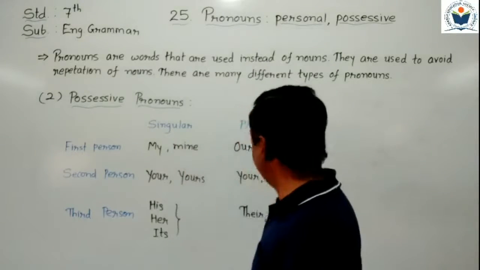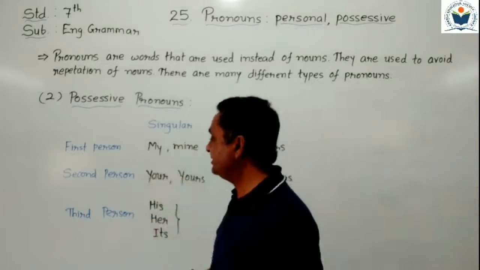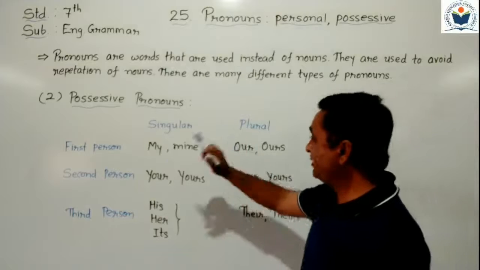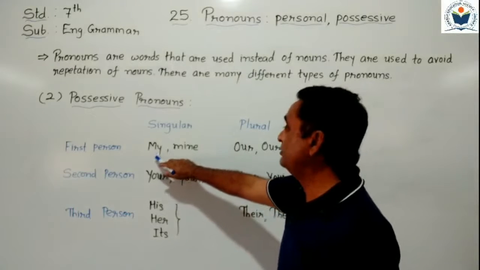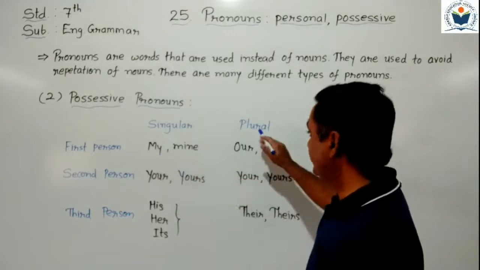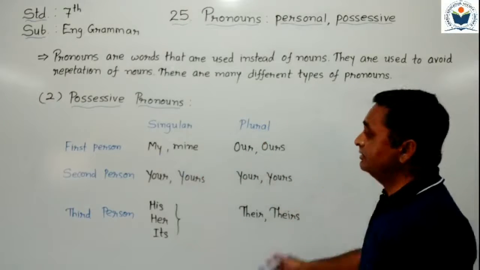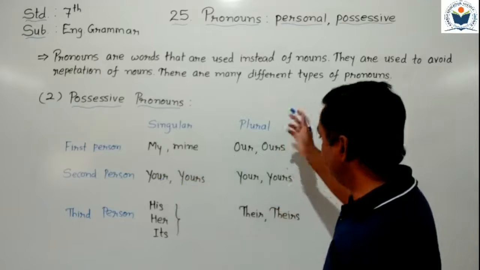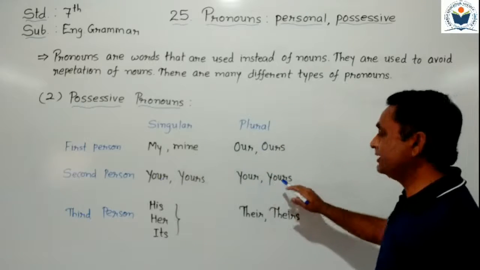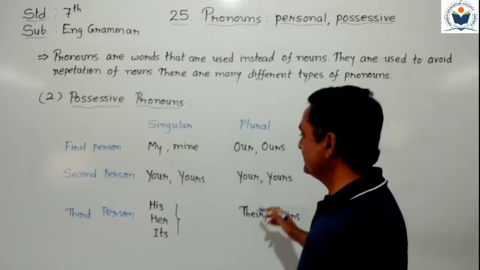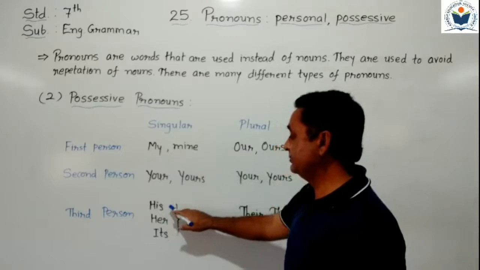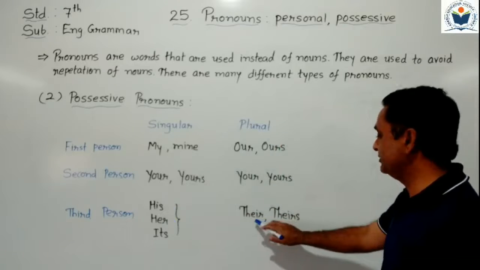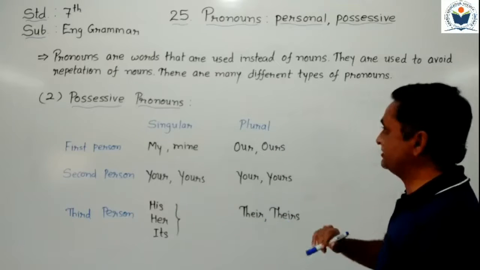Here in the singular and plural columns are first person, second person, third person. Which type of possessive pronoun we have to use? First person singular, we have to use my or mine. Then plural, our and ours. Second person singular, your and yours. And second person plural, your and yours, it remains the same. Third person singular, we have to put his, her and its. And third person plural, we have to put their and theirs.